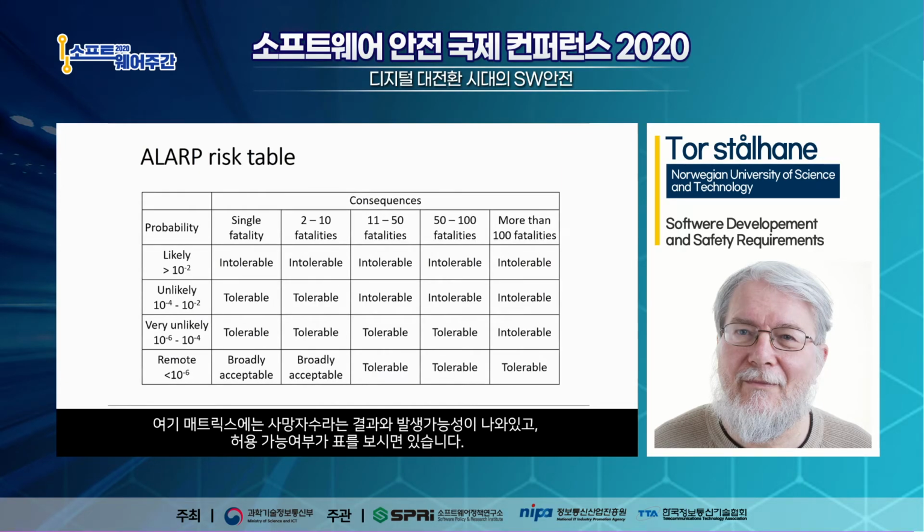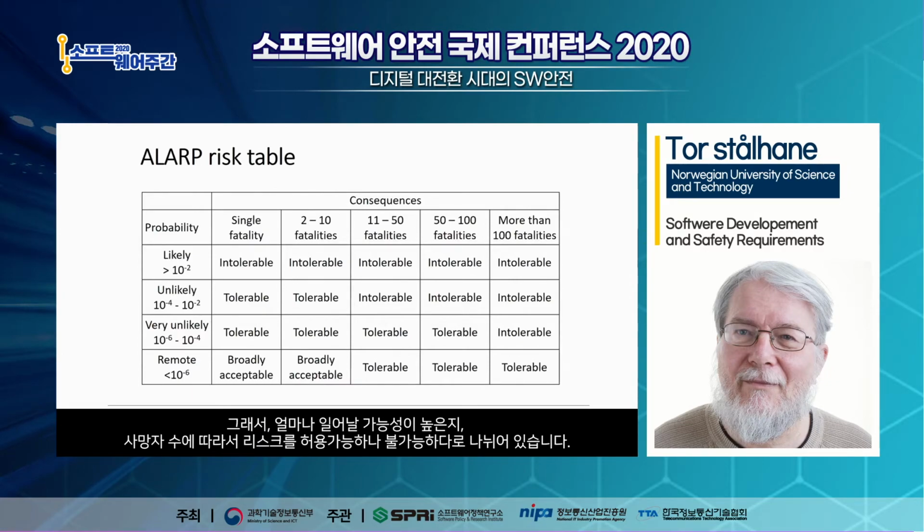See, there are consequences here, a number of fatalities, and then there are probabilities, and we tell whether this is tolerable or not. So you find the probability and you see how many people will get killed, and it will tell you how tolerable or intolerable it is.